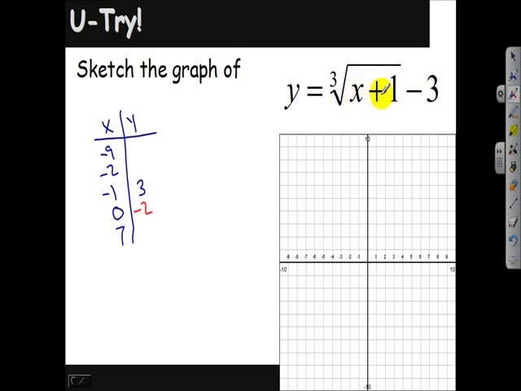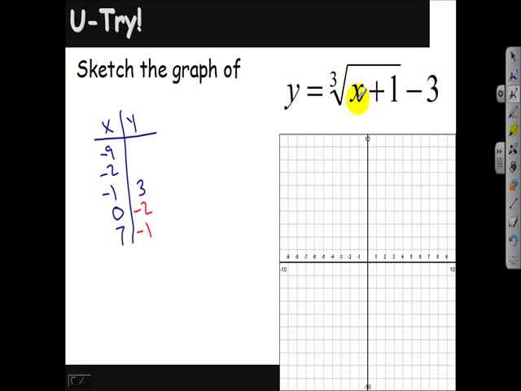If I plug in 7, I get 8, cube root that's 2. Notice how I pick numbers that give me nice cube roots that come out nice here. 7 plus 1 is 8, cube root that's 2, minus 3 is negative 1. You can do that too. You get to pick these numbers, so you might as well pick ones that work easily in here so you don't have to pick up a calculator so much.